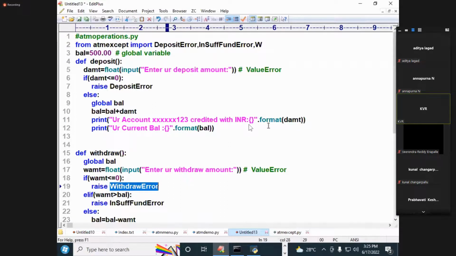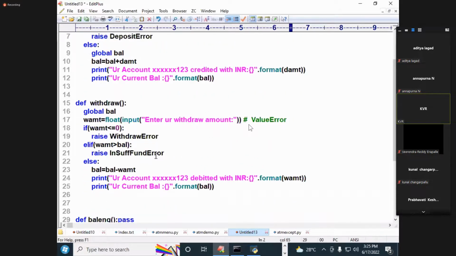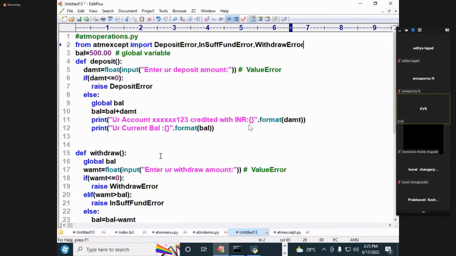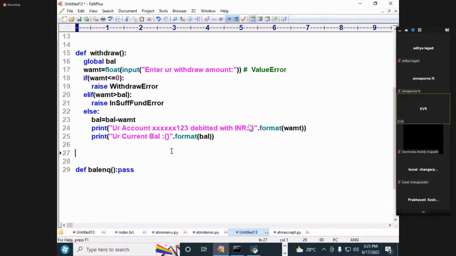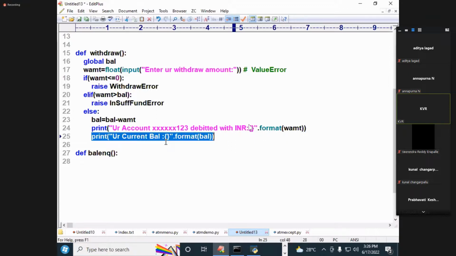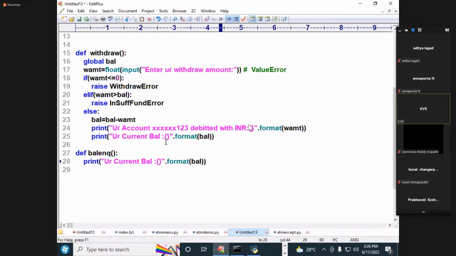See that all of them are called programmer defined exceptions, and predefined exceptions. How many errors are there in this? Value error, withdraw error, insufficient fund error, everything. Coming to next, pass. Simply write your current balance. Just balance inquiry means I only need to give the balance. Understand?